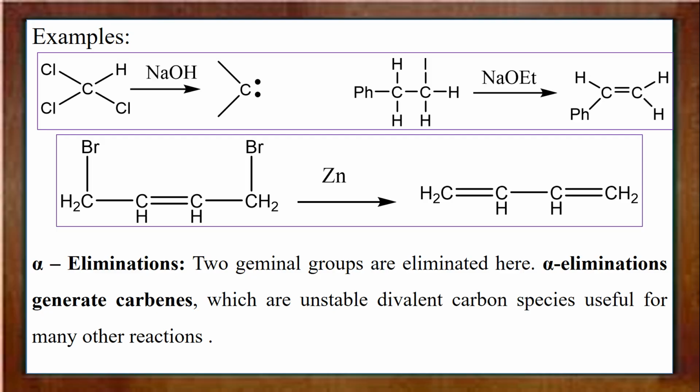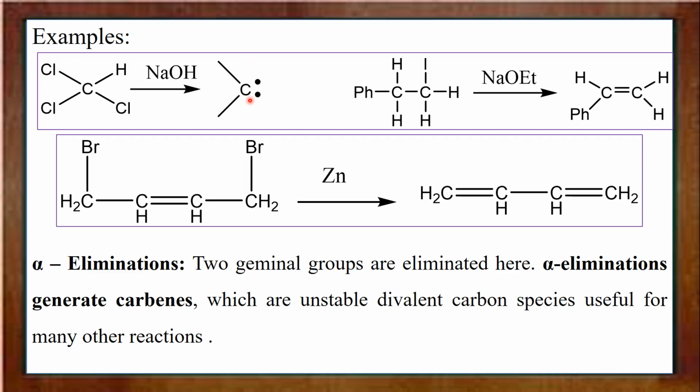Here are a few examples given for elimination reactions. This is an example for alpha elimination. Alpha eliminations are those in which two geminal groups, the groups connected to the same carbon atom, are eliminated to generate carbenes. Carbene is an unstable divalent species which is useful for many other reactions.